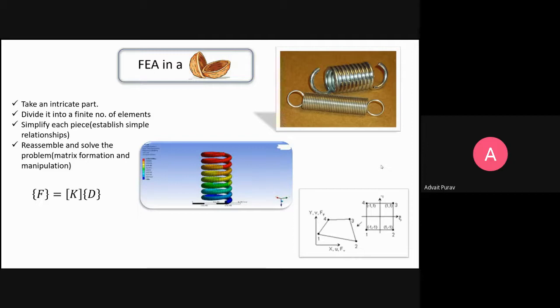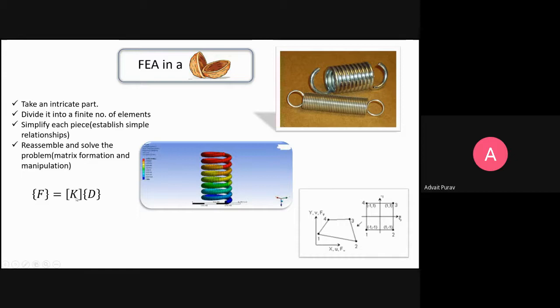Elements will be separated by boundary layers, and each will consist of a number of nodes. Then you have to simplify each particular piece. Now in this case, suppose I'm applying a force from the top, here in the Z direction. So it will deform to a certain extent, and the relationship between force and deformation can be given as F is equal to K into D.